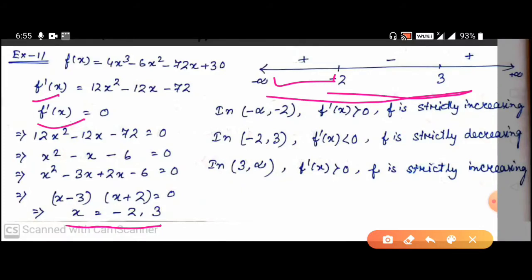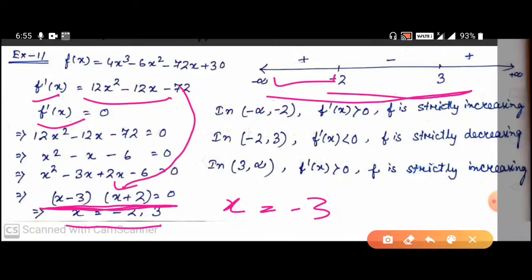So rather than putting the value of x equal to minus 3 here, we can put it here also. It will be easier for us because from here only we will get this line. So if we put minus 3 here, it will be minus 6, and from here minus 3 plus 2 is minus 1. Now we don't need to find the value, we have to check only whether it is increasing or decreasing, that means whether it is greater than 0 or less than 0.